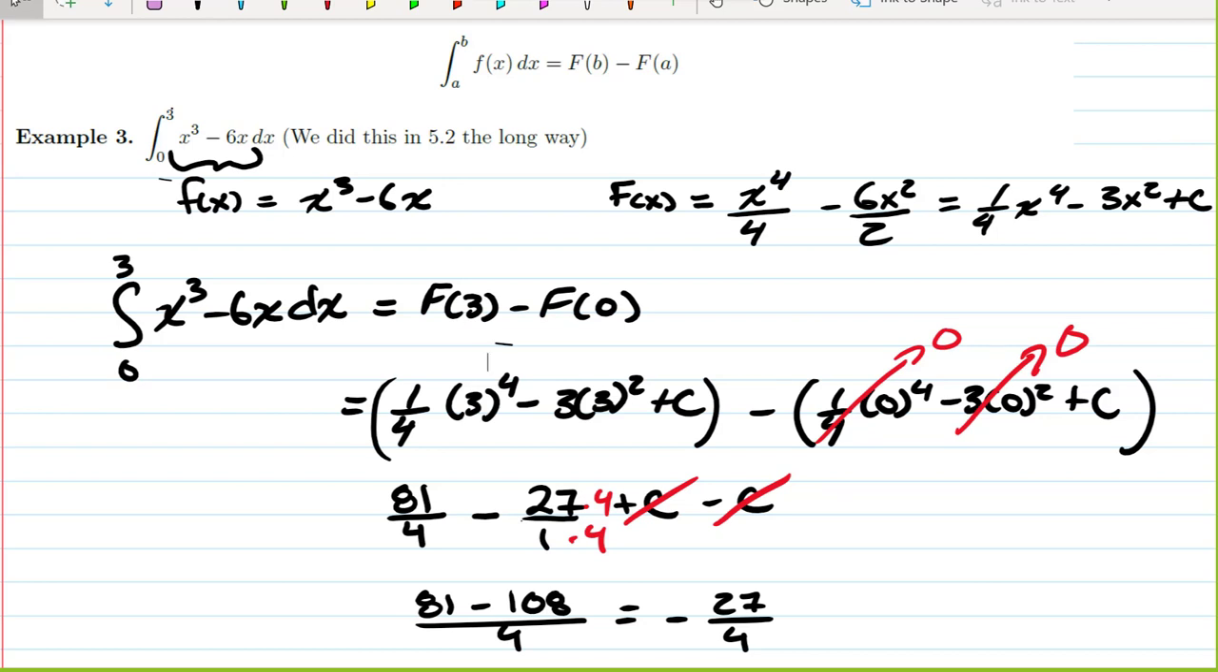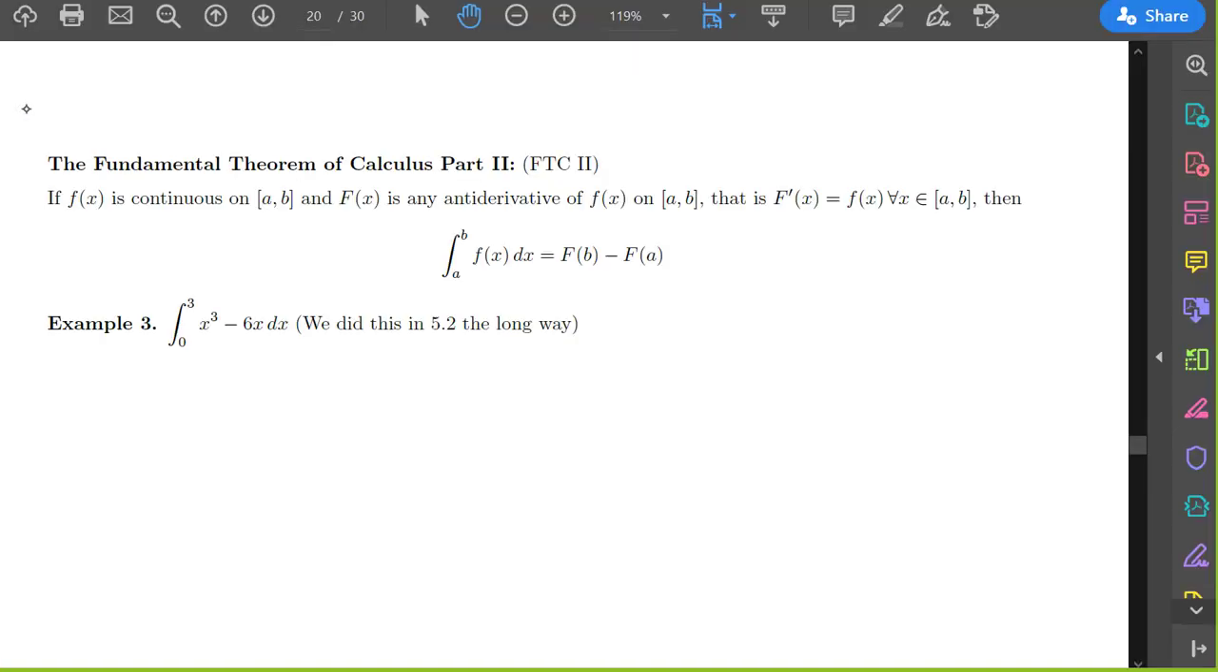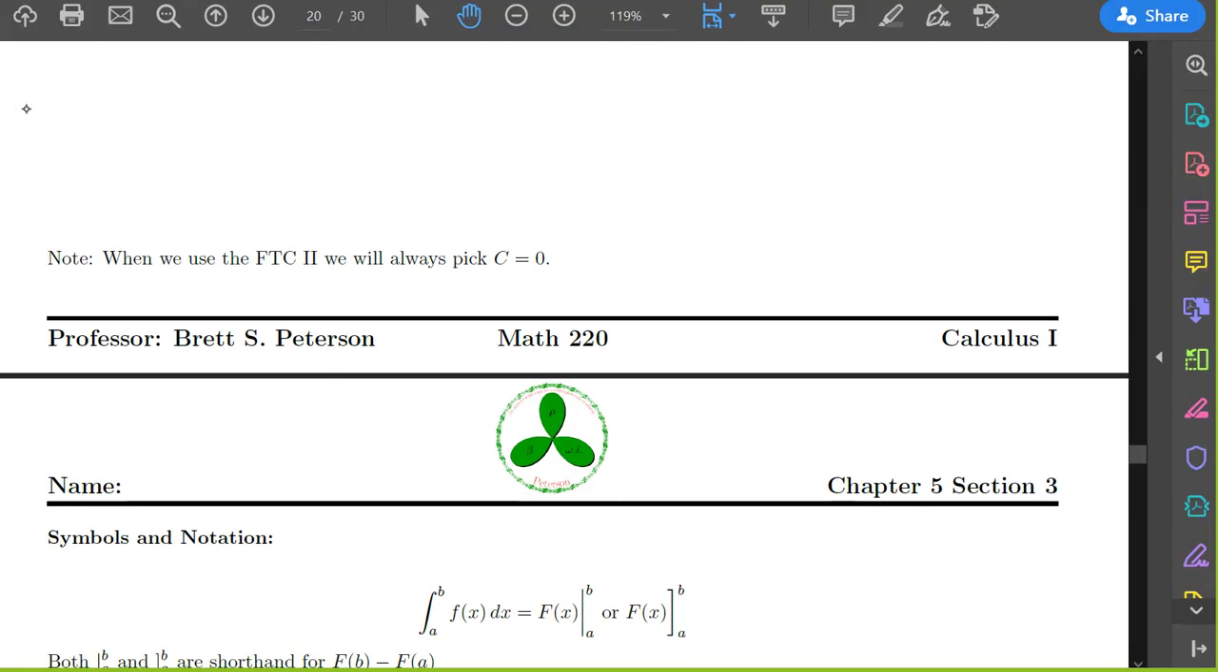So one thing we'll notice, when we did our antiderivative, we got our plus c. But since it's F of b minus F of a, we get a plus c and a minus c, and they always will cancel out. So there's some conventions and some notation we want to talk about.